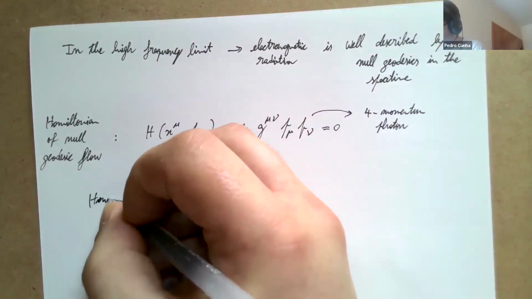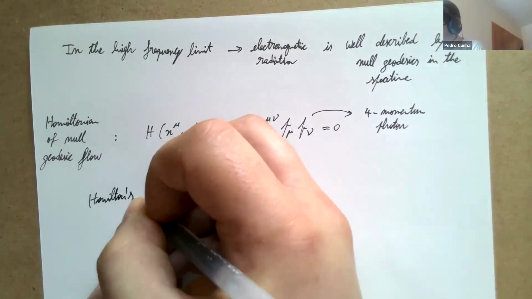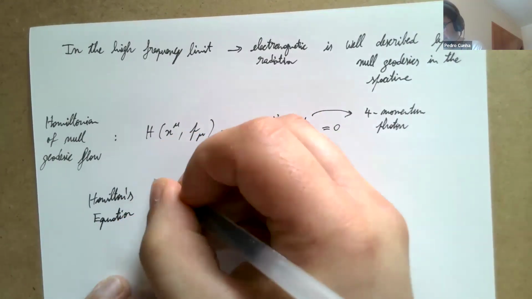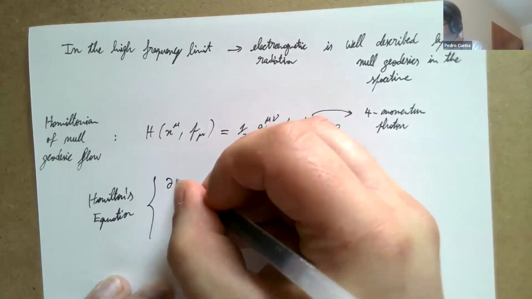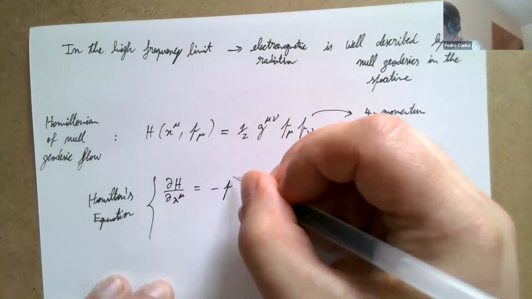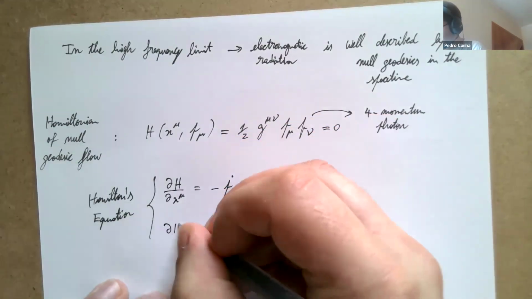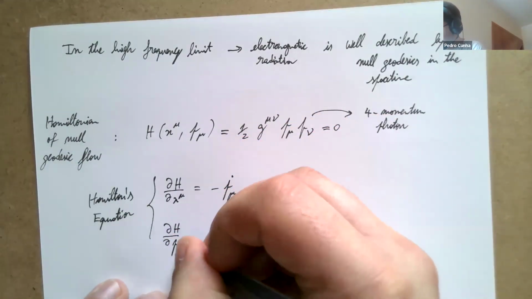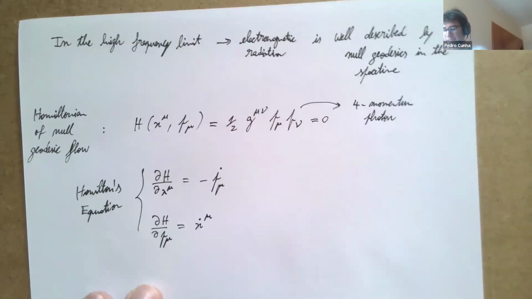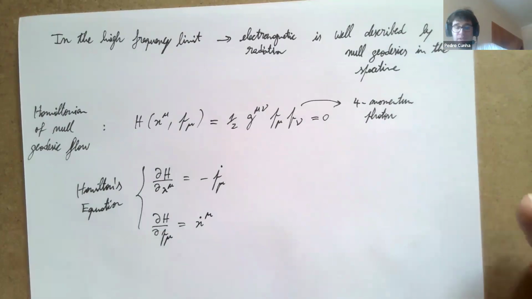So you can obtain the actual equations of motion, the general ones, using Hamilton's equations. Here the dot signifies a derivative with respect to an affine parameter along the geodesic, okay?